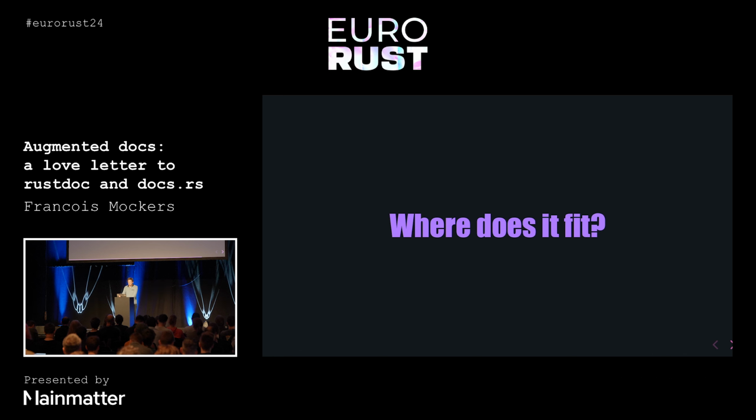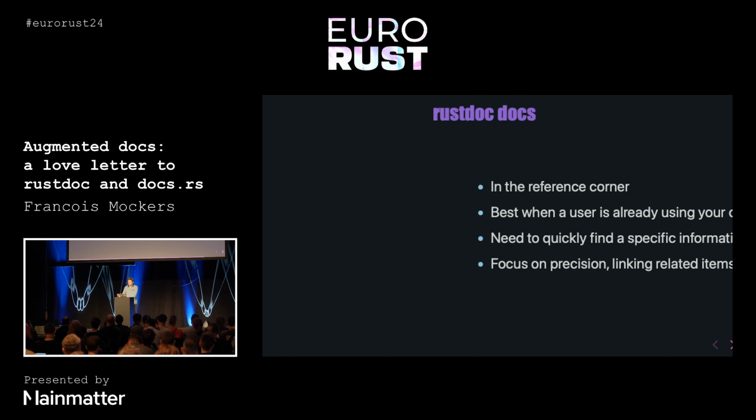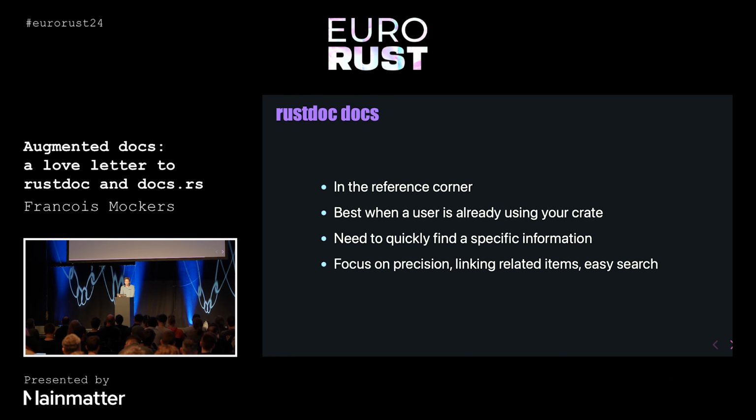So where does what we saw fit in this framework? The Rustdoc docs, obviously for me at least, they are in the reference corner. It's where people are using your crate and they want a quick link to how to use a function. So it's very important for them to be able to quickly find a specific piece of information, which is why it's very important on the docs.rs site to be able to search, to have related links, and for precision where you're documenting something.